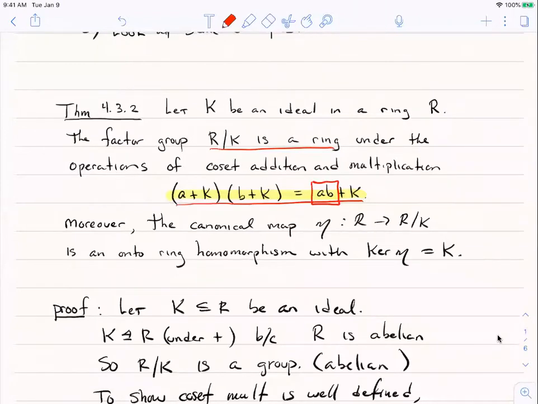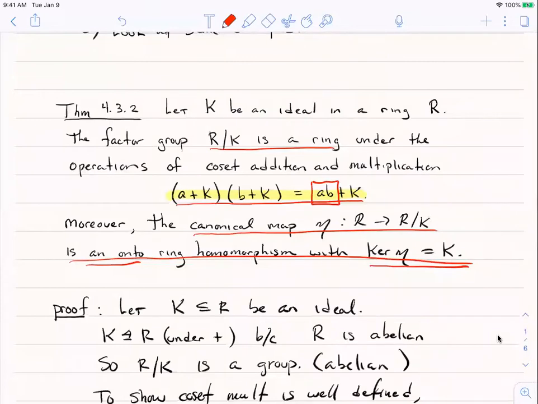For that matter, to say that this canonical map is a ring homomorphism, and it's onto with kernel K, well, the kernel of a ring homomorphism is the same as the kernel of it as a group homomorphism. So our work in group theory tells us the kernel of that map is K. That map was onto, just because the domain and codomain have more structure, it's not going to change that.